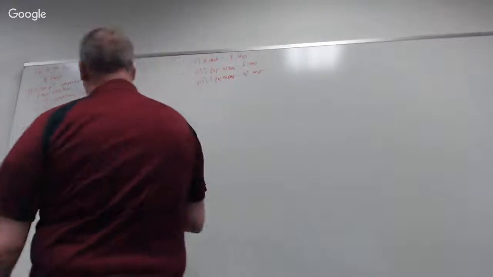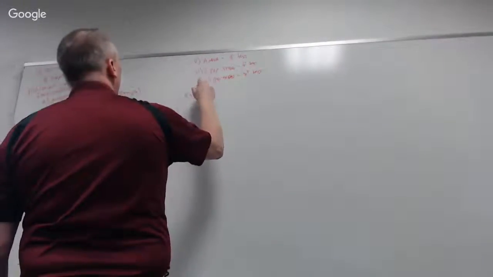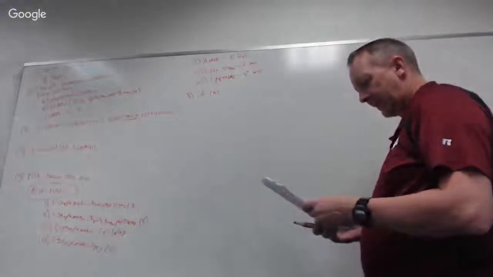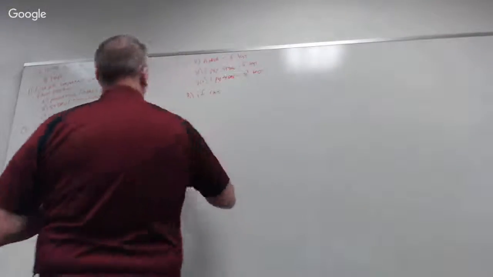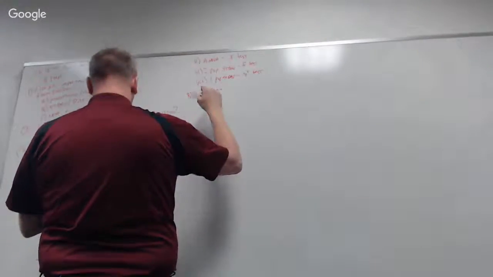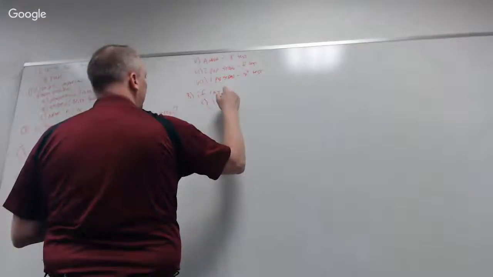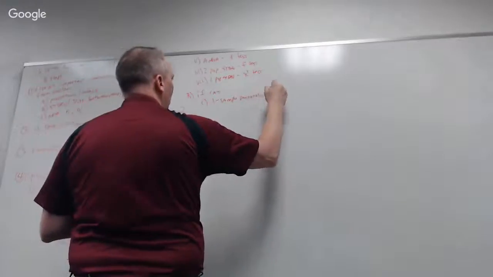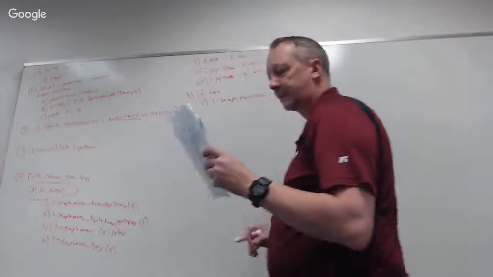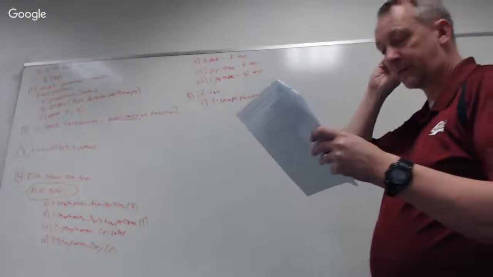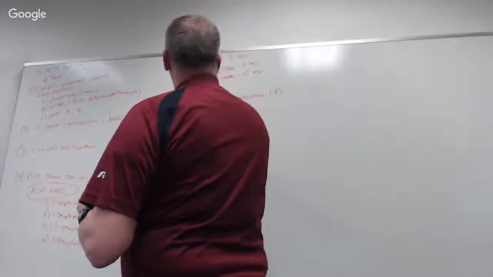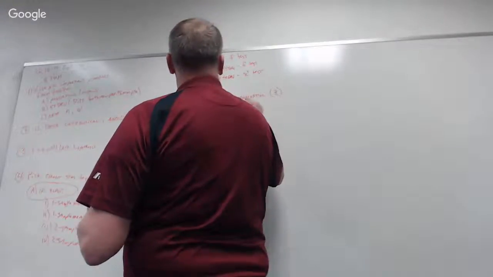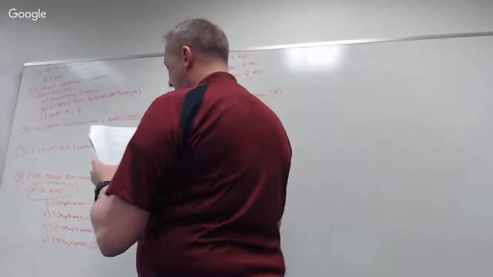Okay? Now let's go to if it's categorical. Okay? If it's categorical, you have a 1 sample proportion, which is going to be a z-test. Okay? You've got a 2 sample proportion, which is also a z-test.